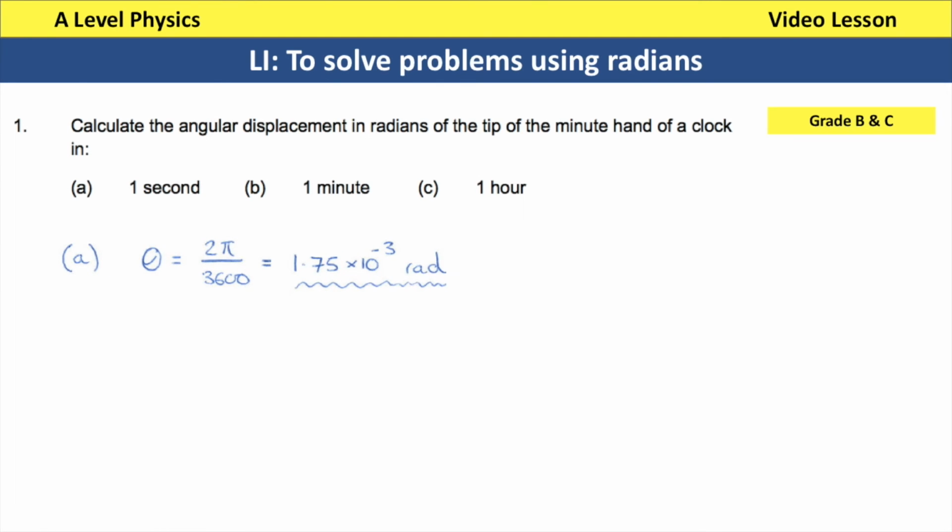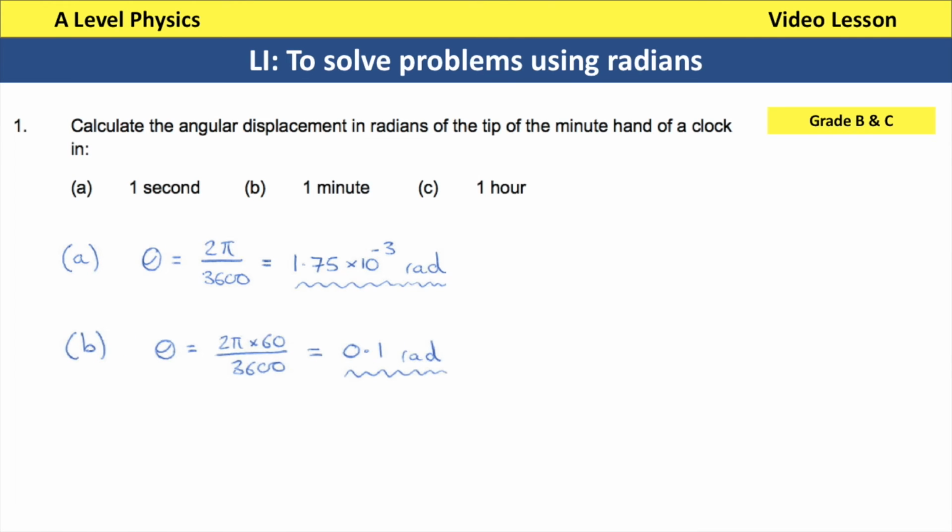And then, of course, if the time is 1 second, then 2 pi times t is just 2 pi. And then we divide that by the period of rotation. The period of rotation, of course, being 3,600 seconds, because that is 1 hour. 2 pi divided by 3,600 comes out as 1.75 times 10 to the minus 3 radians.